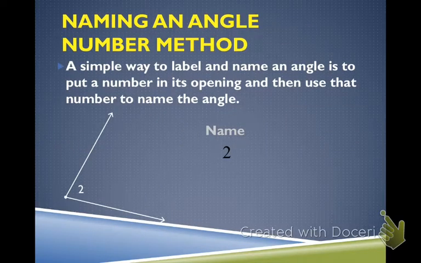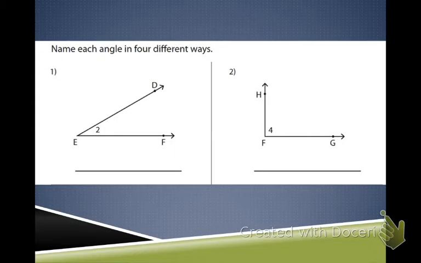Alright, there's also the number method. This one's the easiest one. They put a number inside there, and that number is 2, so this is angle 2. Remember, do not forget the symbol, angle 2. This is a simple way to label and name an angle, and it's really quite easy. Now, let's name this one in 4 different ways.